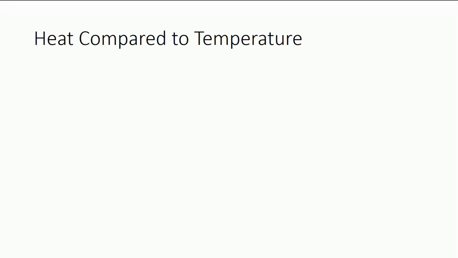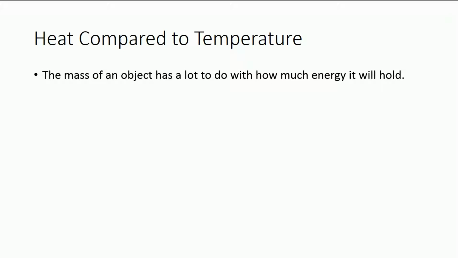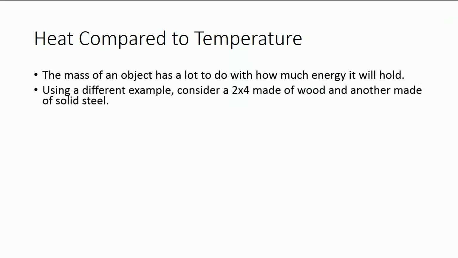All right, so heat compared to temperature, continuing on. The mass of an object has a lot to do with how much energy it's going to hold. So let's use an example: a 2x4, there are some 2x4s over there, and a solid bar of steel. We don't have one. So think of those two things. Which one of those two things has more mass? Let me ask it a different way. Which one weighs more? The solid steel bar weighs a heck of a lot more than a piece of wood.